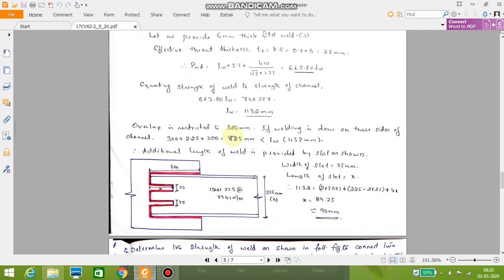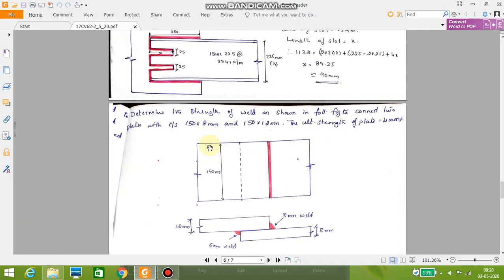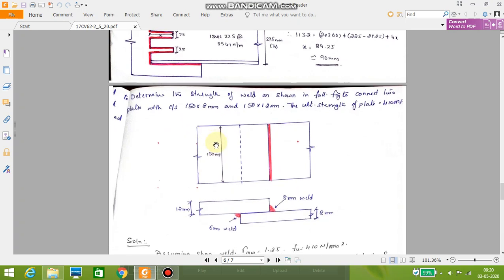These problems are also important. Okay. Let us take one more problem. Determine the strength of the weld for the joint as shown in the following figure to connect two plates with cross sections 150 by 8 and 150 by 12 mm. The ultimate strength of the plate is equal to 410 MPa.